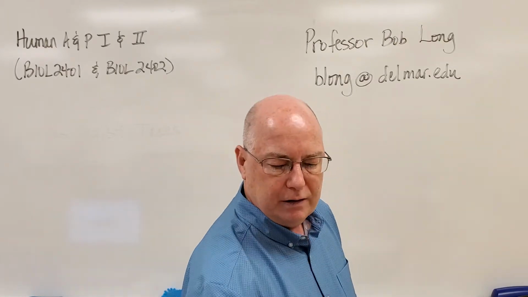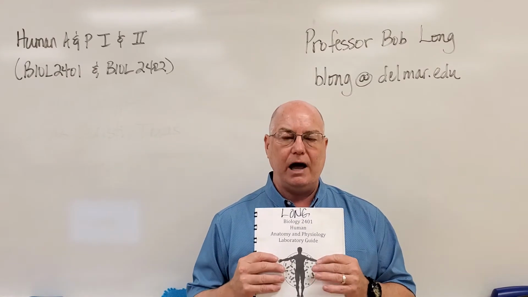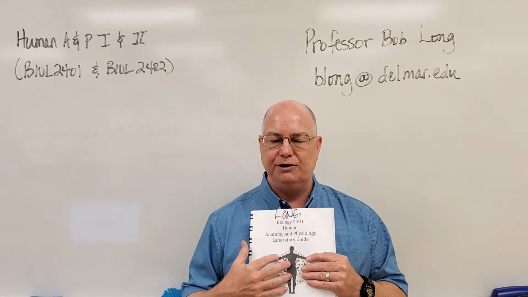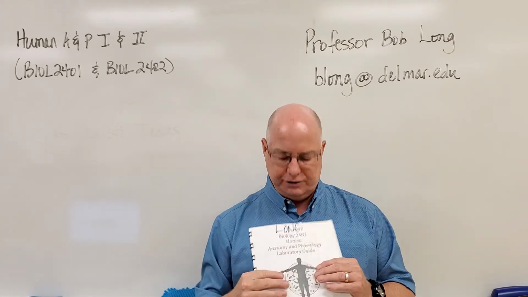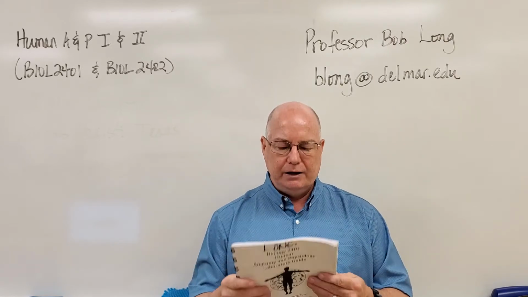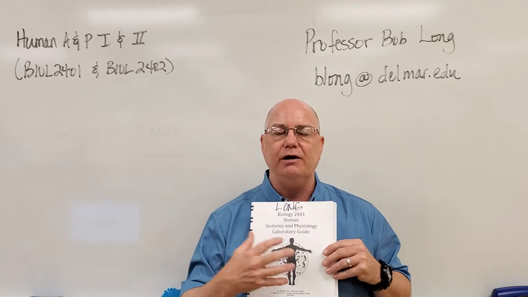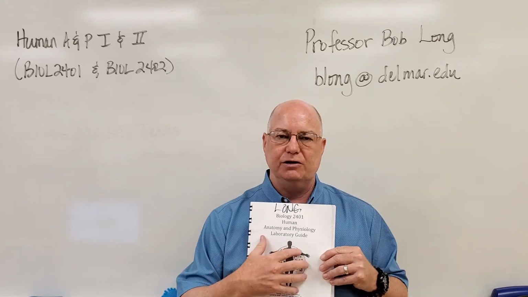Okay. In addition to that, one other thing you will need is what we call our laboratory guide for anatomy and physiology. We have two of these. They're $3 each, I believe, or $4 each. There's one for part one, there's one for part two. And essentially this is what I call the list of things to know. If you need to know it on the lab test, it's on this list.